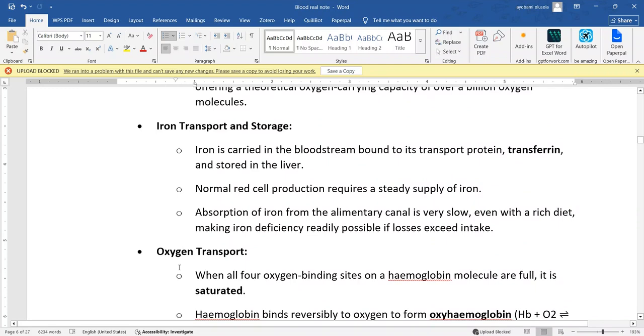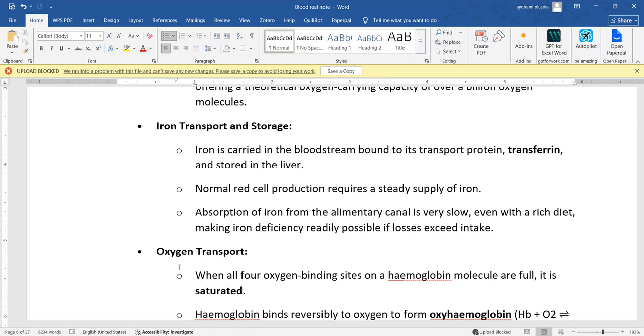Iron is carried in the bloodstream, bound to its transport protein, otherwise known as transferrin. We mentioned this when I talked about immunoglobulin, and when we talked about thyroglobulin transporting thyroxine. Normal red cell production requires a steady supply of iron. So there are 3 things now. We've talked about folic acid, vitamin B12, and iron is also important for red cell production.